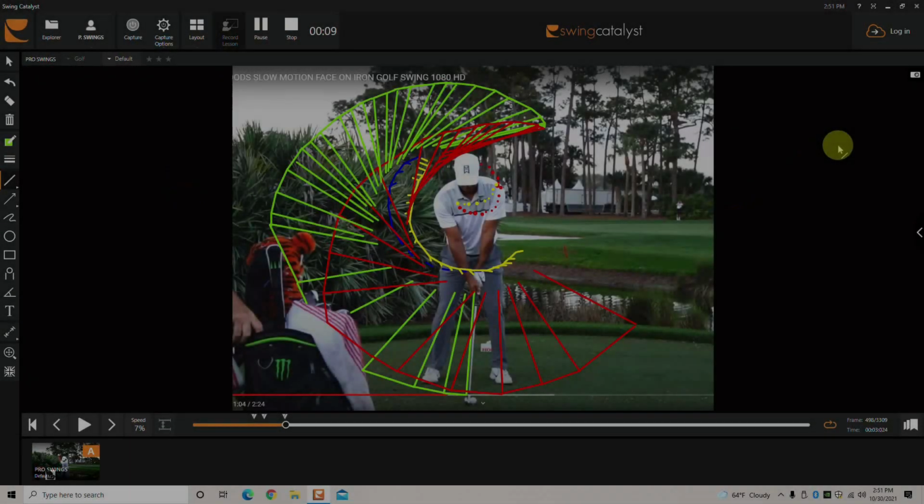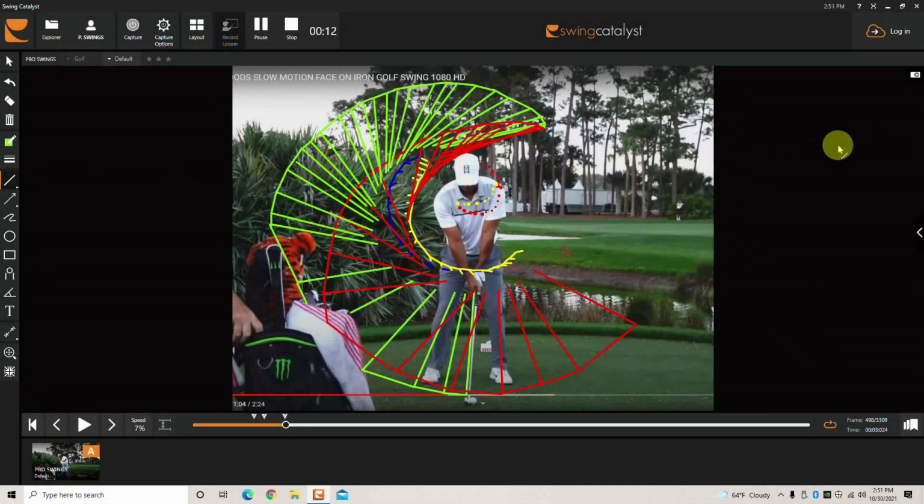Alright, in this video we're going to take a look at how Tiger's left shoulder affects his hand path and how his hand path affects the arc of his golf swing.